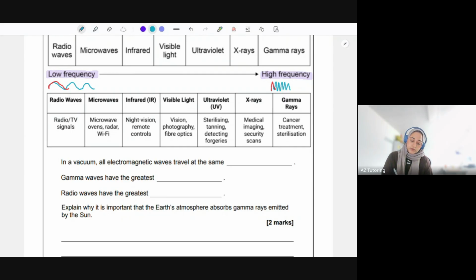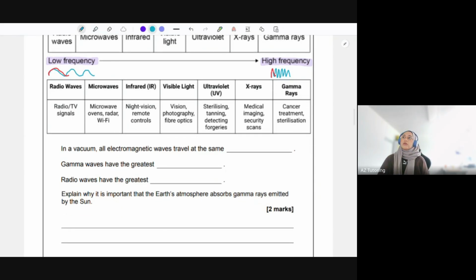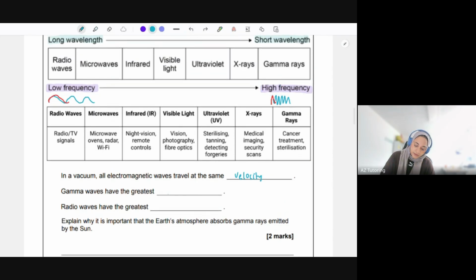Okay, cool. Let's do this question. In a vacuum, which is something like space, there's nothing in the air that's affecting waves. So in a vacuum, all electromagnetic waves travel at the same velocity. I think you would get the marks for saying speed, but velocity is the term they use for speed in physics paper 2, mainly because it's a vector quantity. Gamma waves have the greatest frequency, as we've just spoken about above, and radio waves have the greatest wavelength.